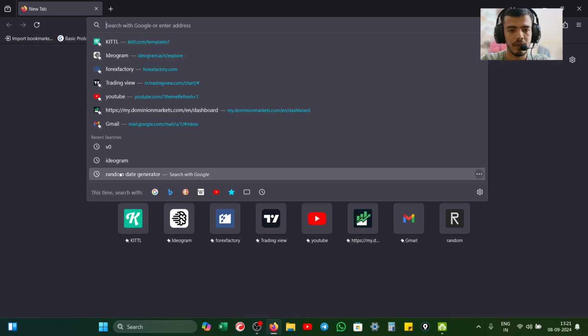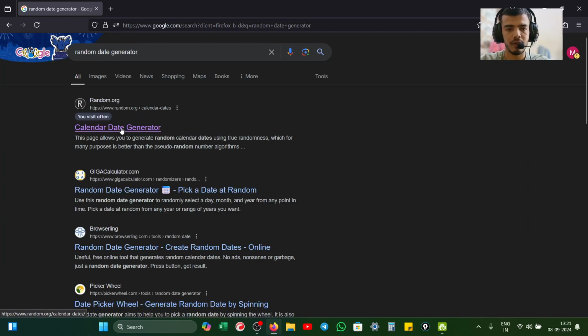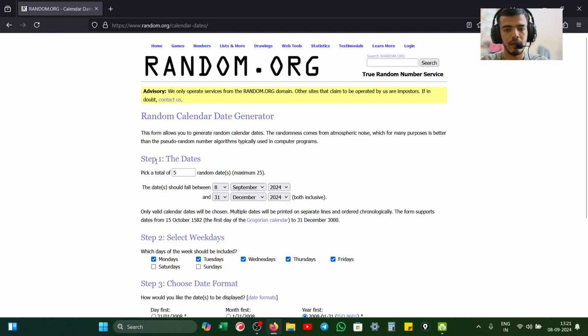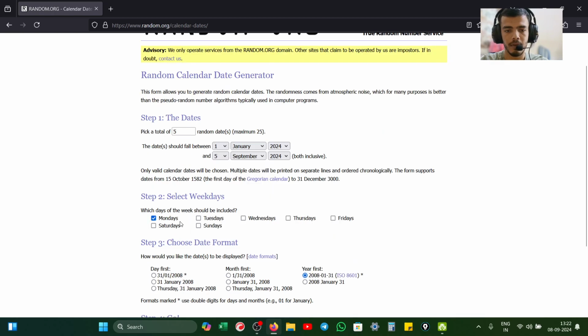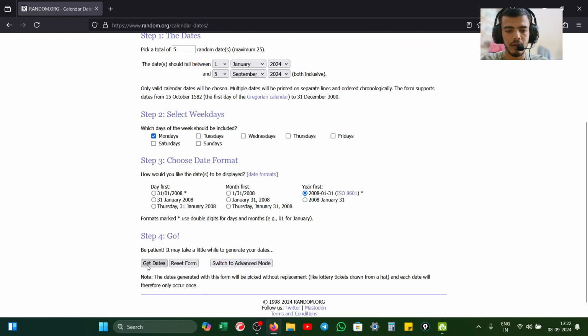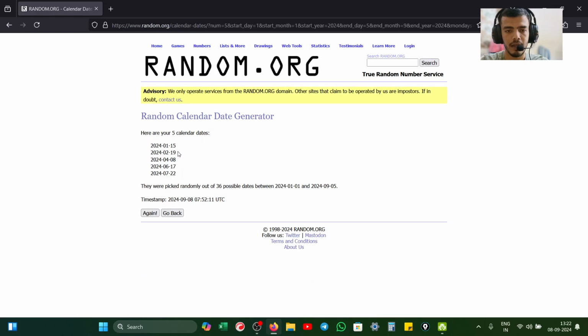Let's go and generate the dates. Random date generator. Click here. From the month of January, 1st of January till September. This is the month of September. So today's date is 8th, so we'll go for the 5th of September at most. And the trading day starts for me from Monday. So let's get the dates.